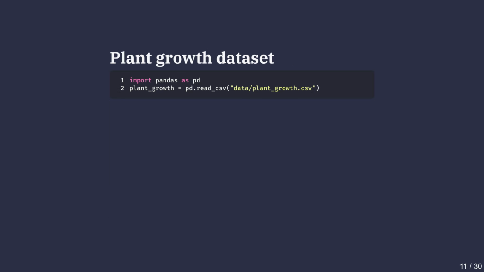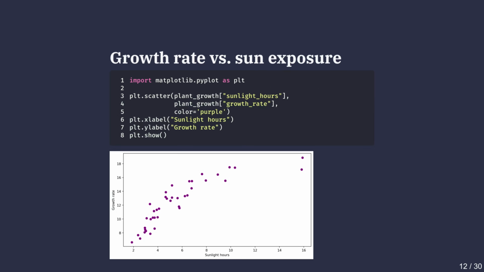Let's check out a simple dataset that looks at growth rate of plants when exposed to sunlight. The link to this data is in the description below if you want to follow along. First, we'll import the dataset and store it as plant_growth. When we make a scatter plot, we see that as the hours of sunlight increases, the growth rate also increases.